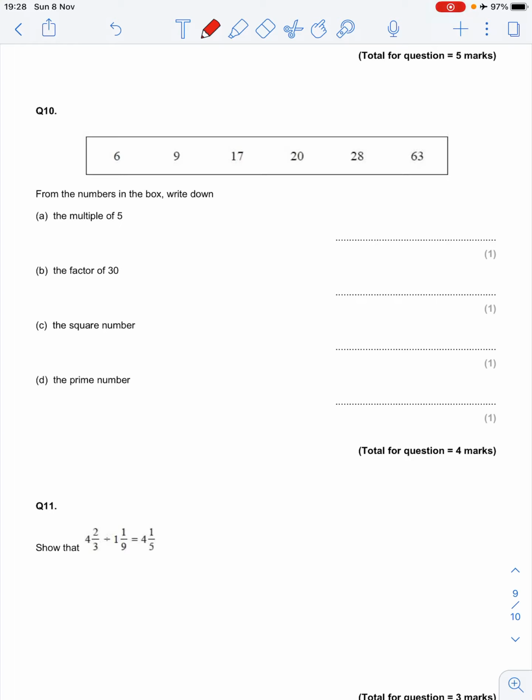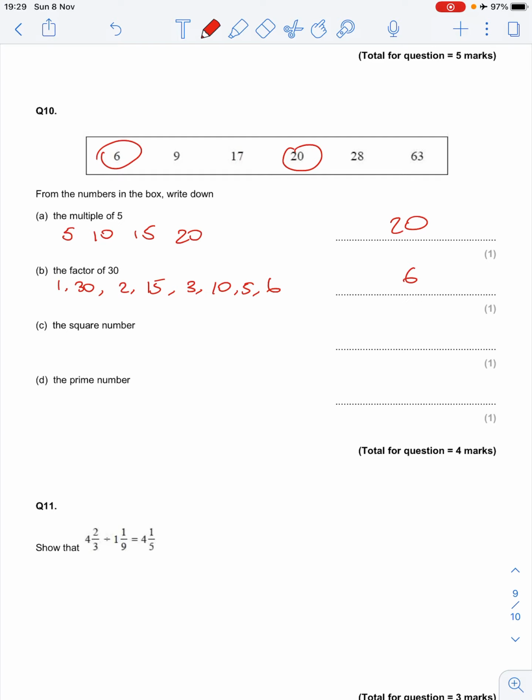Question 10. Find the multiples of 5. So multiples are 5 times 1 is 5, 5 times 2 is 10, 5 times 3 is 15, 5 times 4 is 20. So it's 20. The factors of 30. So remember, factors come in pairs. So be 1 and 30, 2 and 15, 3 and 10, 5 and 6, and we have 6 from the list.